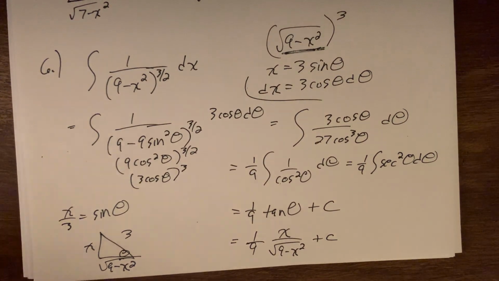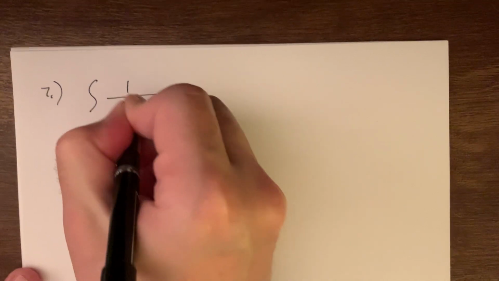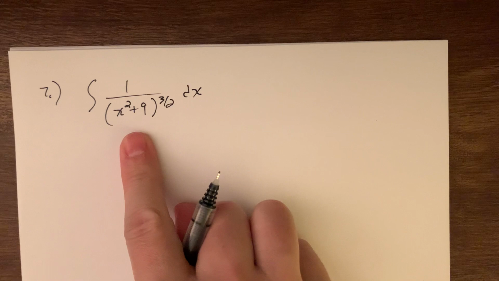Okay, let's keep it going. Numbers 7 and 8 are going to be a little bit similar. Number 7, let's make it the integral, and let's make it x squared plus 9 to the 3/2 power.